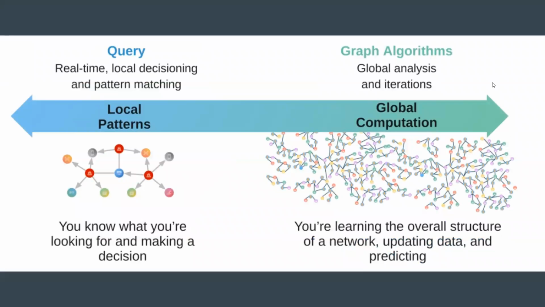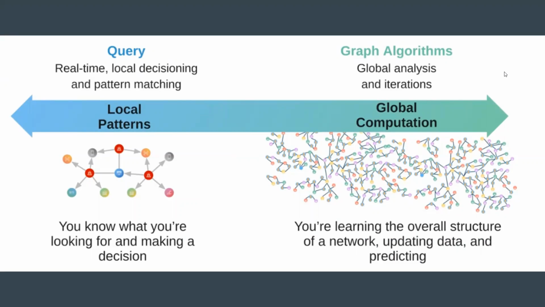Here on the graph, on the right is the global computation, so you're learning the overall structure of a network, updating data and predicting. But on the left is the local pattern, so you know what you're looking for, and you try to make a decision.